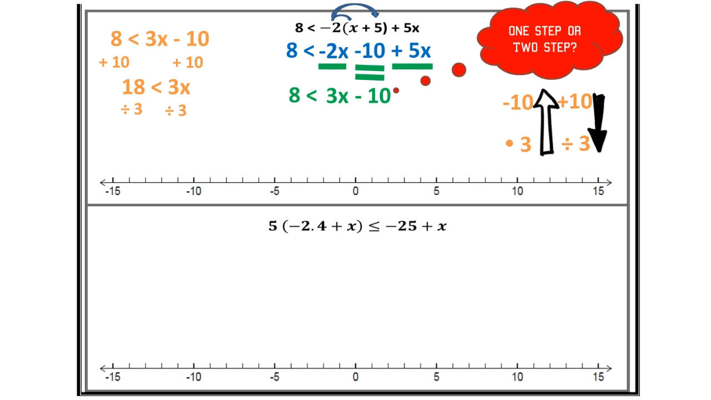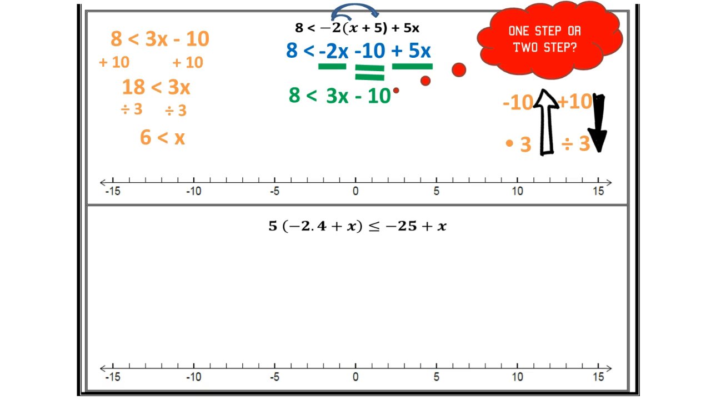I know that because the first operation in the original inequality was times 3, so the last operation in this inequality needs to be dividing by 3. 18 divided by 3 is 6. 3x divided by 3 is x. Notice that the inequality did not change.